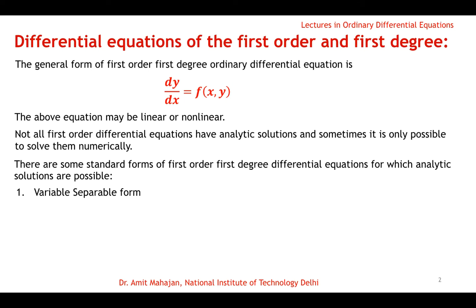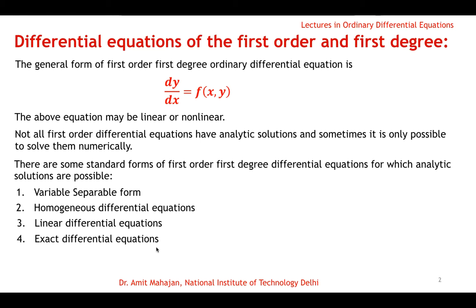Okay, so the first standard form is known as the variable separable form. Then we can have homogeneous differential equations, so first order first degree, or linear differential equations, and exact differential equations. So they are the standard forms. These four types of standard forms for which the analytic solutions are possible. So today we are going to discuss this first form, which is variable separable form. And if you are given a first order first degree ordinary differential equation which is in the variable separable form, then how we can calculate the analytic solution of this differential equation.